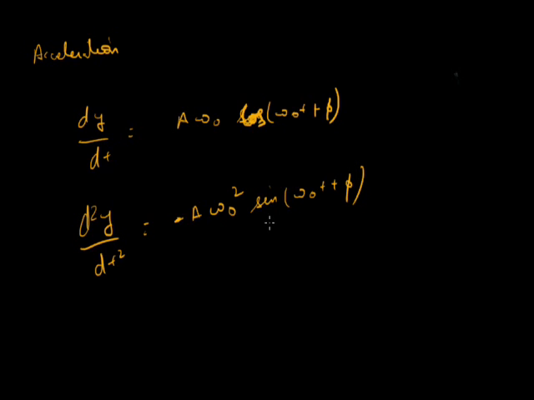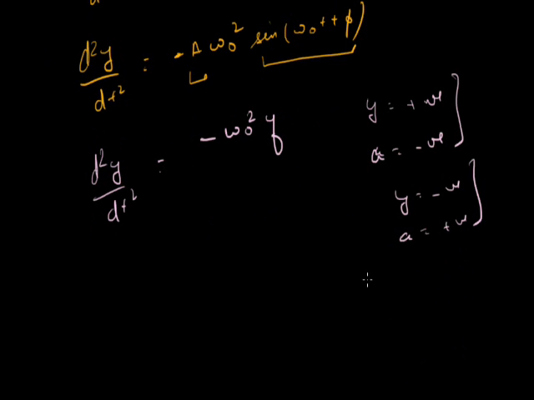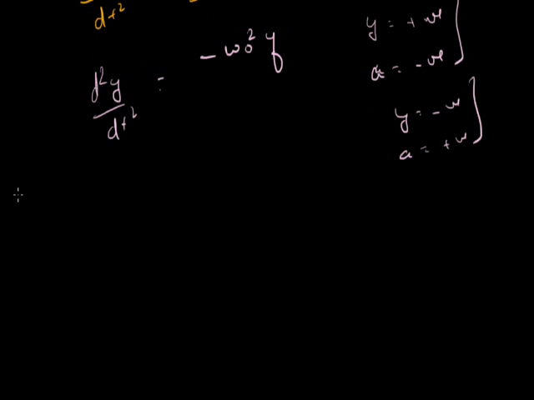So this part, a sine(omega t plus phi), is what? y. So we can say d square y by dt square is minus omega naught square y. Here there is the negative sign. The negative sign says that when y is positive, the acceleration is negative, right? And when y is negative, the acceleration is positive. Remember this thing, because sometimes it's not written in the books, so be aware of it.